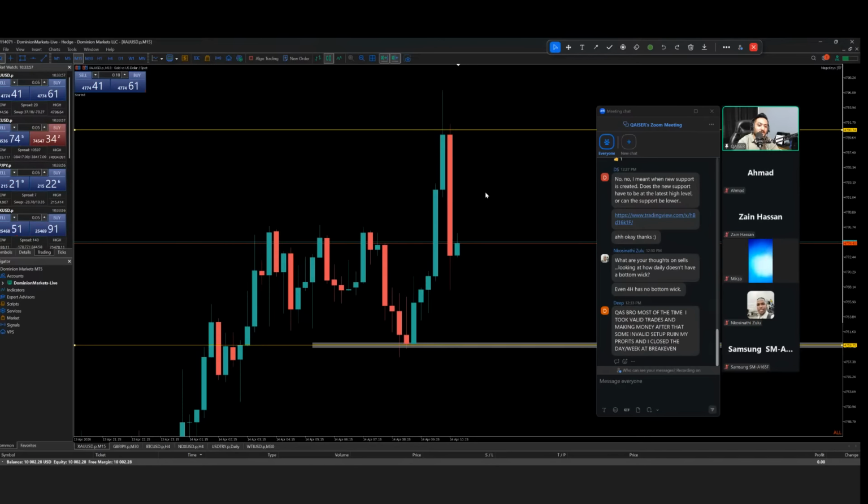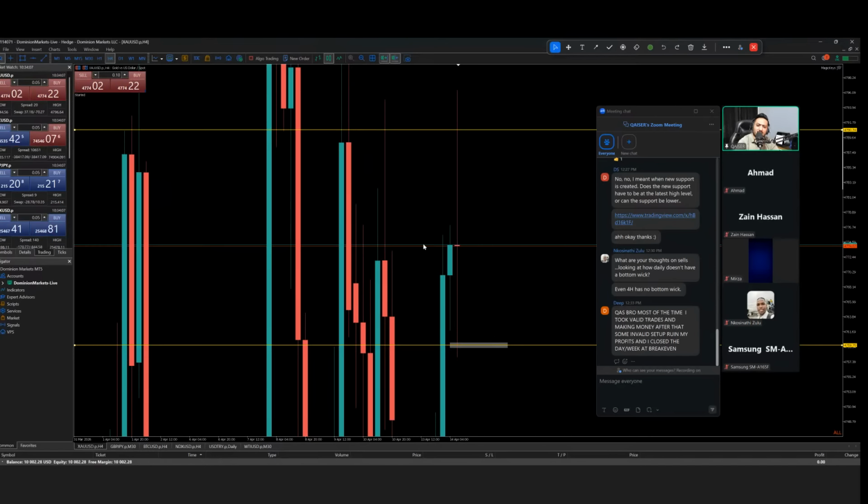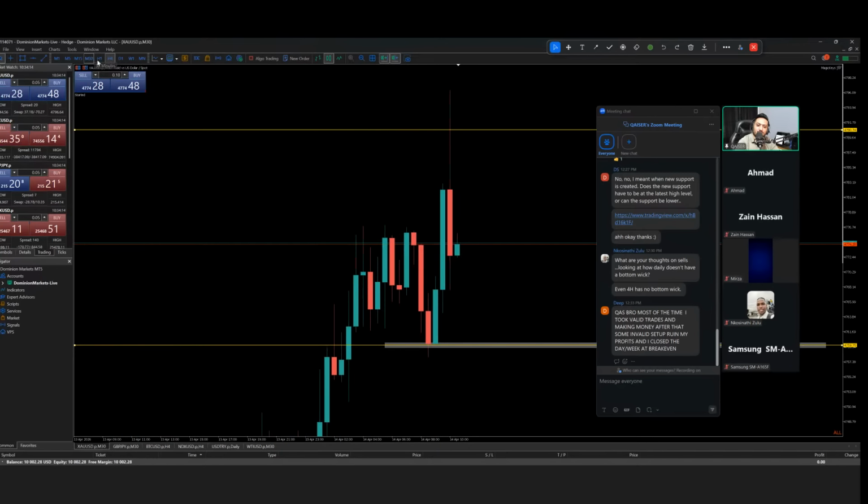So what are your thoughts on sells, looking at how the daily doesn't have a bottom wick, even the 4 hour has no bottom wick? 4 hour, 4 hour didn't? Why? Oh, bro, it's having a long wick here. Which brokerage house are you using actually? H4 is clearly having wicks in it.